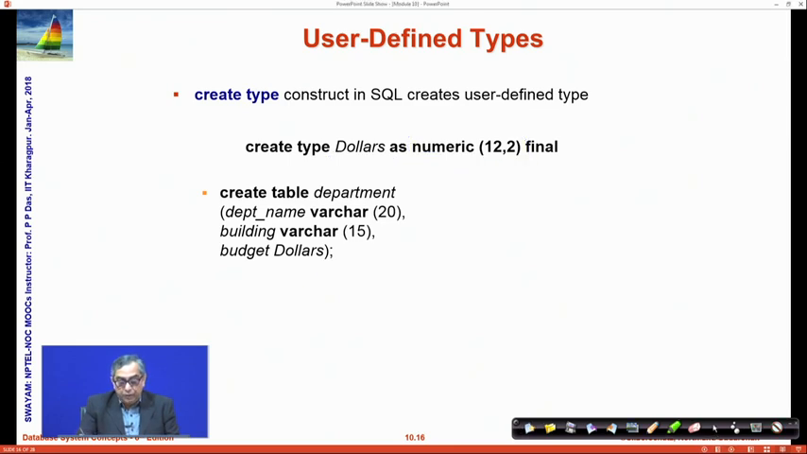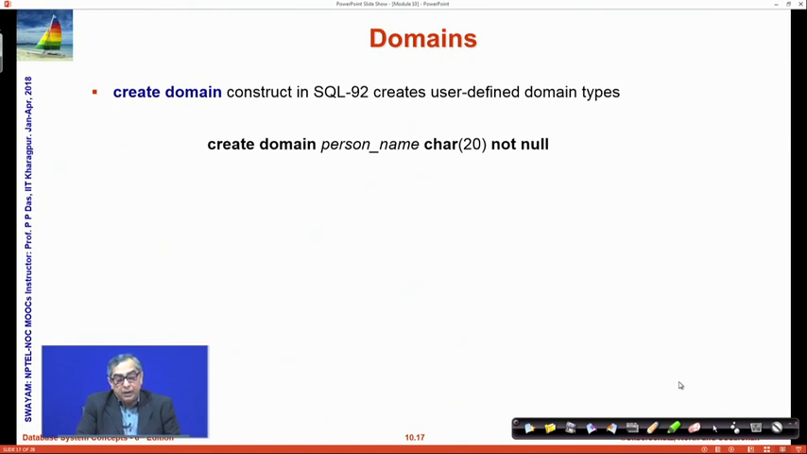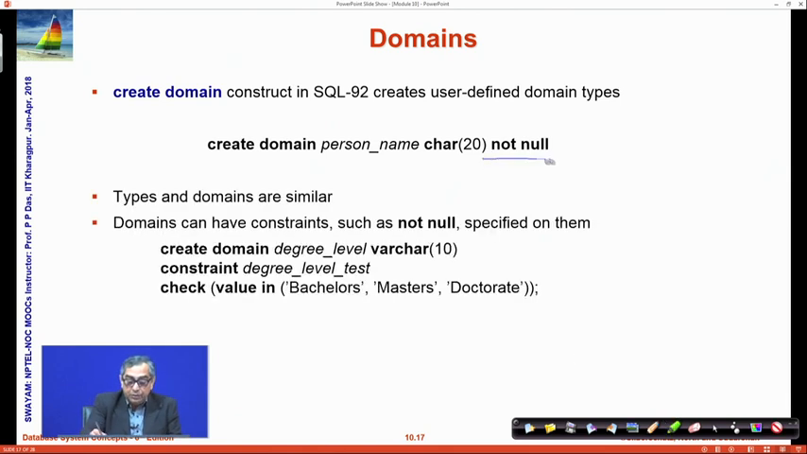You can also go further and create domains, which is very similar to create type, but domains are more powerful in the sense that in a domain you can also add constraints like not null, and you say that this is person name. Once you have said that this person name is 20 characters long and it cannot be null, then every time you define a field based on this domain type, you do not have to specifically say that it is not null. You could also create specific constraints in terms of the check clause. So, now if you say degree level, you do not have to put the check clause explicitly in the SQL query, because it is already specified in the created domain.